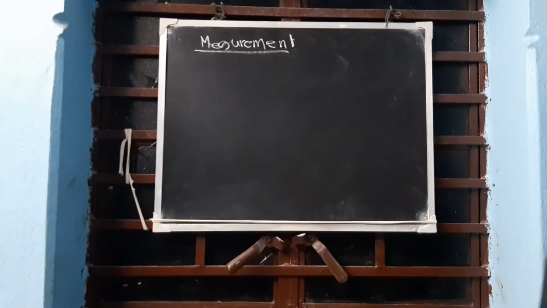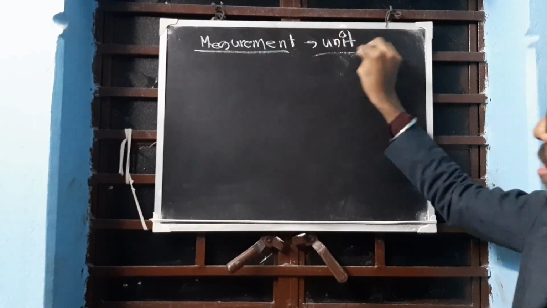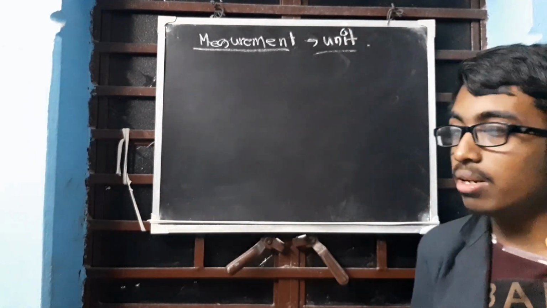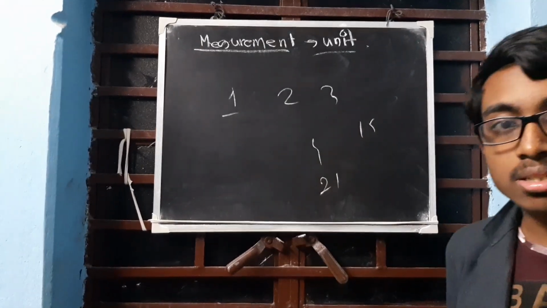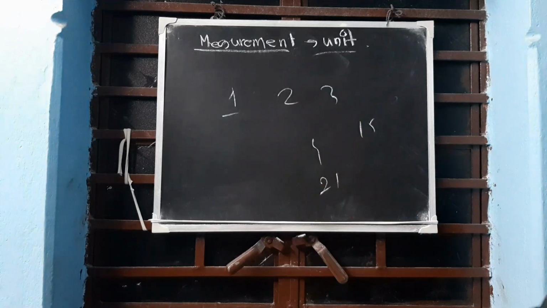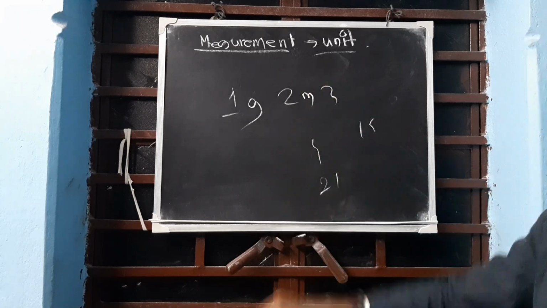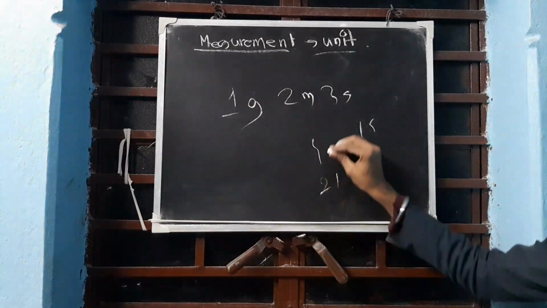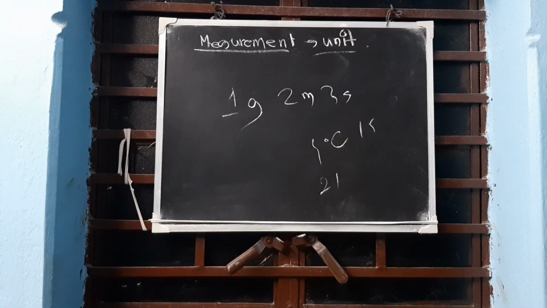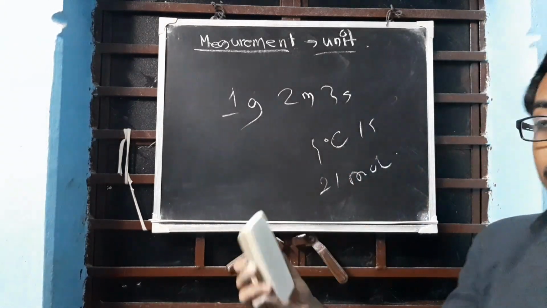So for measurement, we need a particular system of measurement. Measurement should be in terms of a unit. Like, what are we measuring? If I write randomly 1, 2, 3, 4, 15, 21, we don't know what these are. So we need some unit. If we write 1 gram, we'll understand it's a weight. If we write 2 meter, it's a distance. 3 seconds, it's a time. 4 degrees Celsius, it's the temperature. 21 mole, amount of substance. So we need to put a proper unit, otherwise what will we understand the value to be?